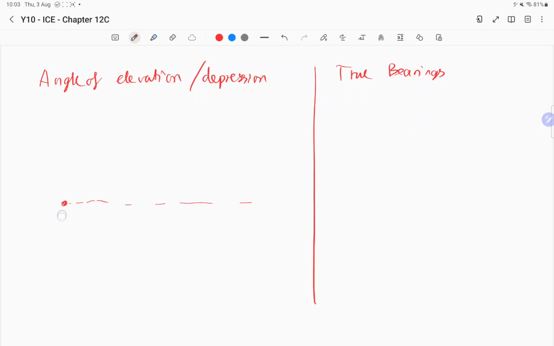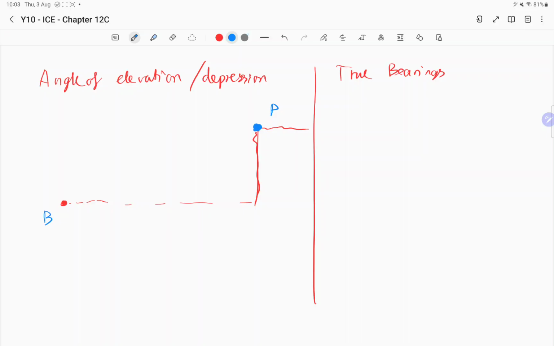Let's say we'll represent you as a dot, and then you have a cliff, and there's something at the edge of the cliff. There's something you're really interested in, whatever that is. It's up to your imagination. Now, this point of interest, I call that point P, and this I call point B, the base.